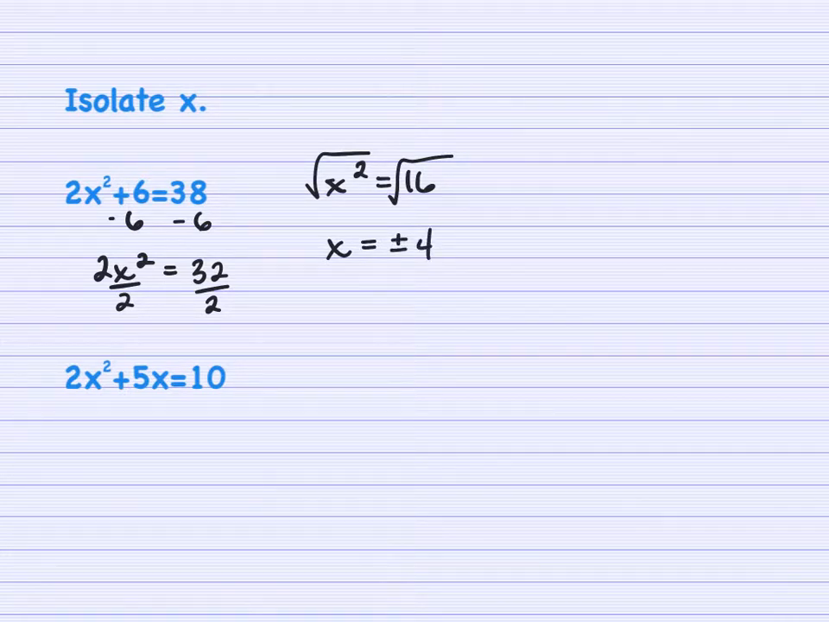The reason for the plus or minus there is if I take 4 squared, that gives me 16. If I take negative 4 squared, that also gives me 16. So that is why we have that plus or minus.